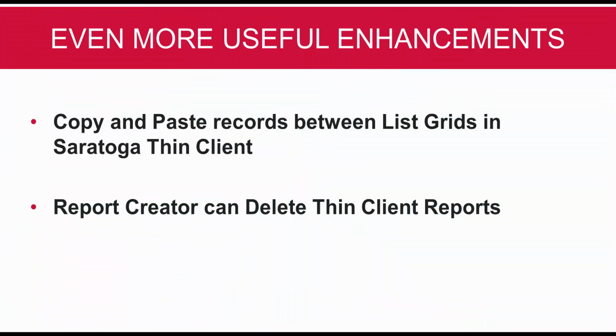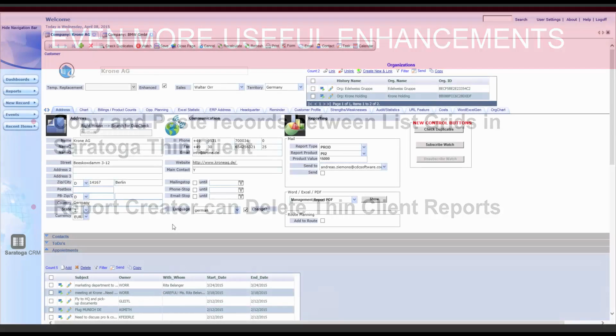Let's take a look at more useful enhancements, such as the copy and paste records between list grids is now available in Thin Client, and a report creator can delete Thin Client reports. We're at the bottom left of the screen in a list grid, and I want to copy an appointment record within the same record. I select the appointment copy. Notice the paste button appears. I select paste, and the record has been copied.